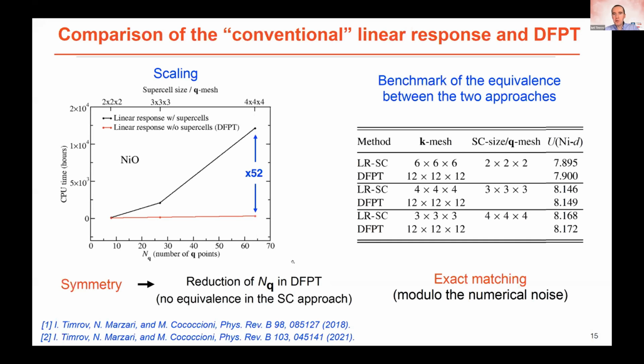And if we compare the numerical values of Hubbard parameters obtained using the linear response supercell approach and the DFPT approach, by taking care of the correspondence of the K-point sampling, we will see that they really agree very well and within the numerical noise. We can push those numbers to be even closer if we push a little bit more the convergence parameters.